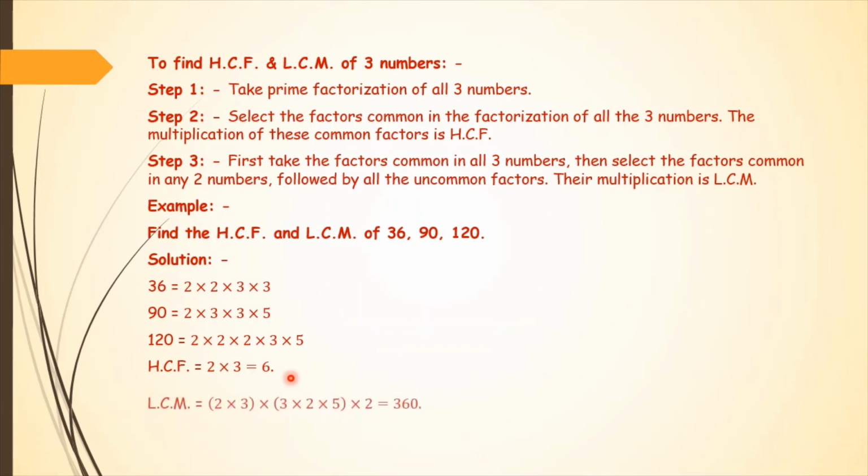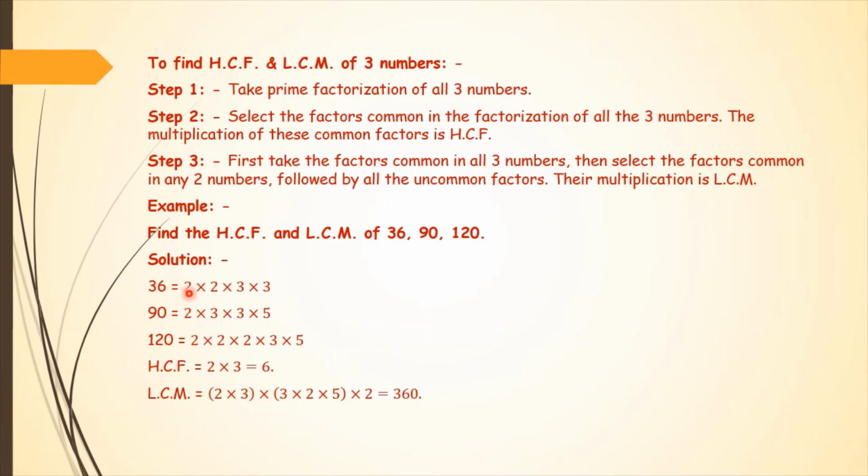Now to find out LCM, first we will require these factors which are common in all, which I have mentioned here in the first bracket. In the second bracket, what we want to select? The factors which are common in any two numbers. For example, here I can observe 36 and 90. This 3 you can observe which is common in this second 3 and this second 3, which is common in 36 and 90, which I have mentioned here.